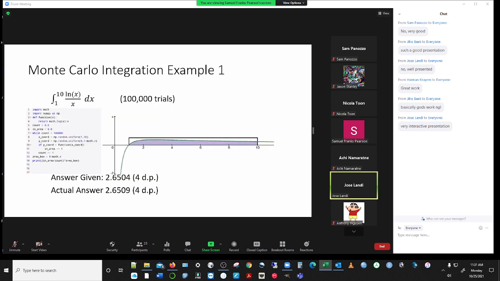Now we can try some more examples. Let's say we want to find the integral of the natural log of x over x between the bounds of 1 and 10, shown on the graph on the right. In this example, we are using our 100,000 randomly plotted points. If we run the code, we get 2.6504, which is very close to the actual answer of 2.6509.